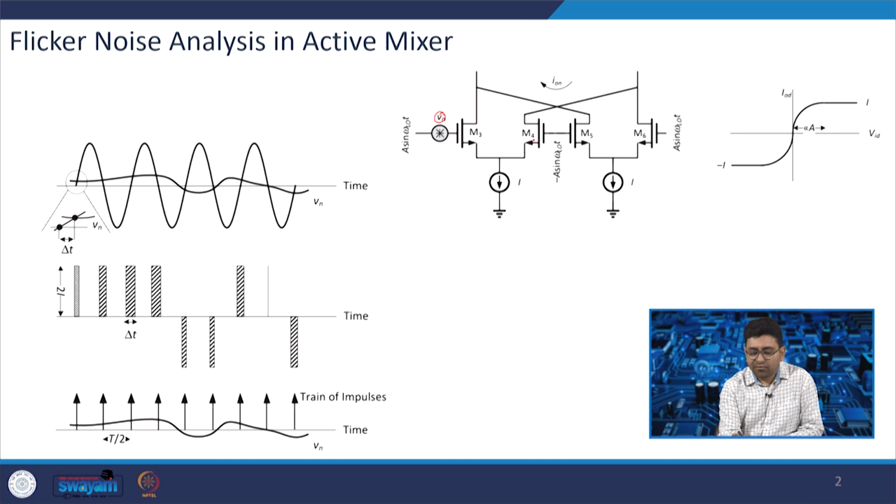and M3 and M4. So if you have an input which is sin omega LO t, then your overdrive voltage, if it is a full swing, you will have a maximum current I in the positive direction and minus I in the negative. Because here it is a sin omega LO t that we have applied, and here it is a minus sin omega LO t. Now this is a noise Vn appearing at the M3 transistor. We can consider the same thing for the other transistors also.